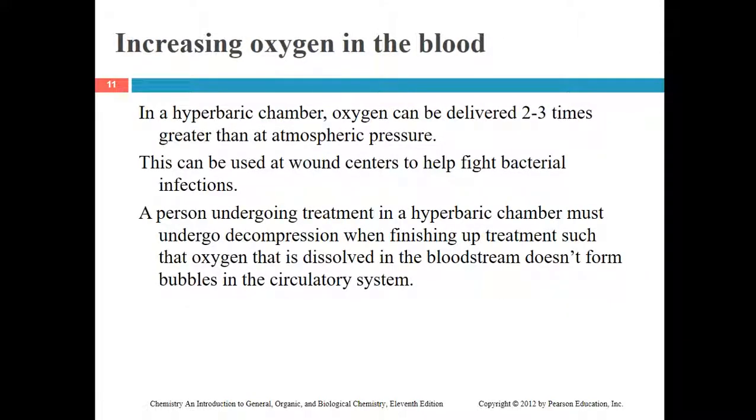Now, what's interesting, I don't know if you've ever needed to be treated at a wound center, but in the hypobaric chamber, oxygen can be delivered 2 to 3 times greater than at normal atmospheric pressure. And the reason why is that it can help fight bacterial infections. A person undergoing treatment in the hypobaric chamber must undergo decompression, though, when you finish up, so that the oxygen that's dissolved in your bloodstream doesn't form bubbles in the circulatory system.